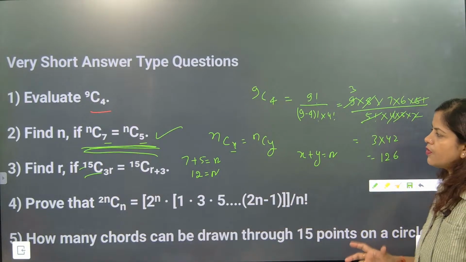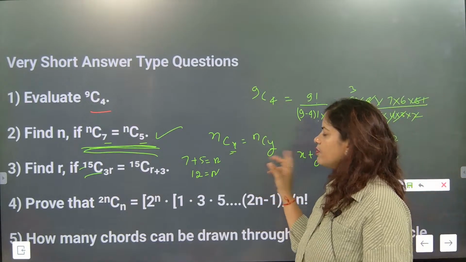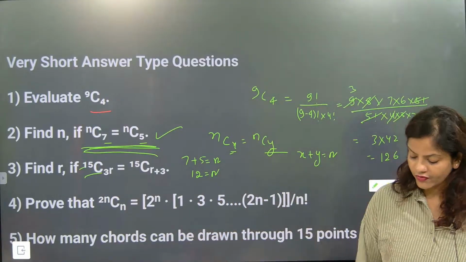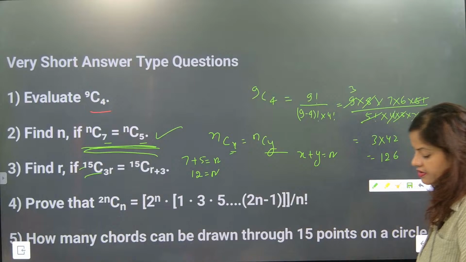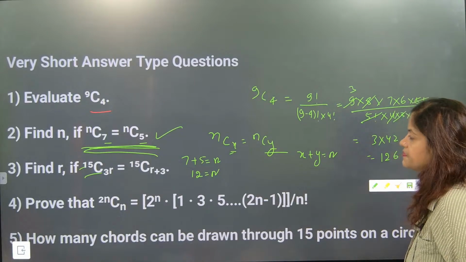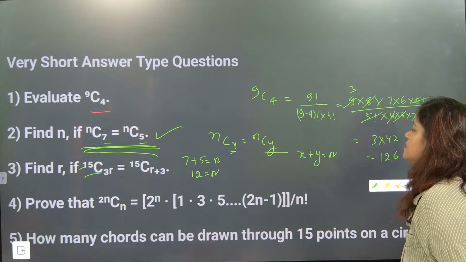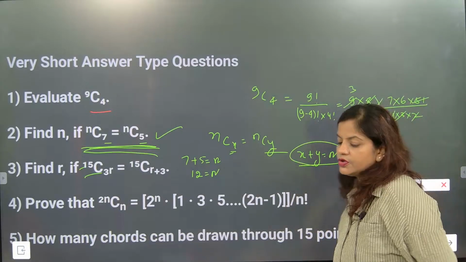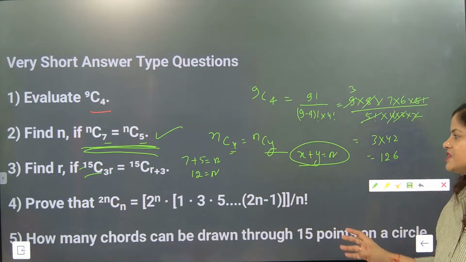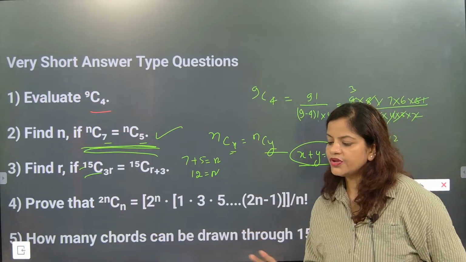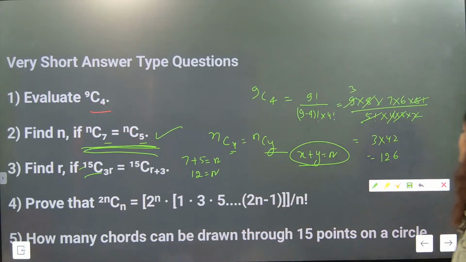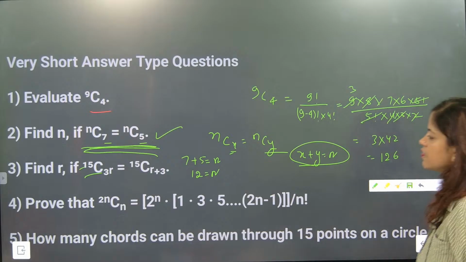That's the most important crucial point, beta. The same formula will come again and again when you are solving questions. Is it done? nCx equals nC5, so x plus y is equal to n. Definitely 7 plus 5 will be equal to 12, so 12 will become the value of n. This is done, so we'll go to the next question.